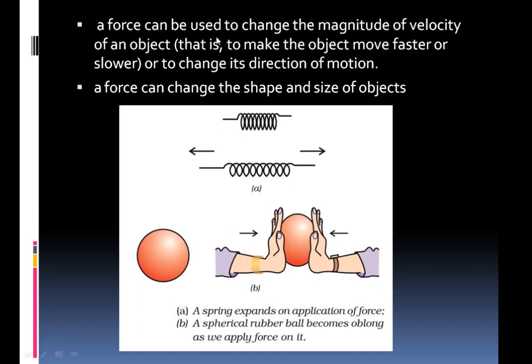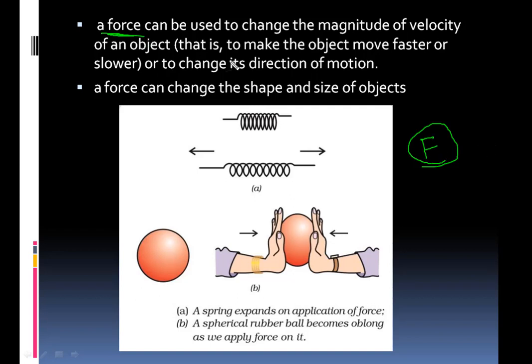Now a force can be used to change the magnitude of velocity of an object, that is to make the object move faster or slower, or to change the direction of motion. This point is very important. Now let us try to understand this point. So what is written here? A force. That means we have a force. Suppose we have force F.